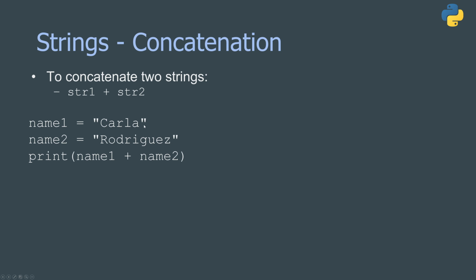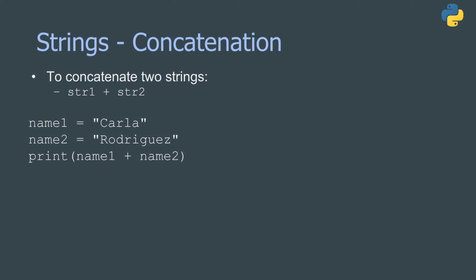Now, there aren't any spaces in either of these strings, so it's not going to put a space in between automatically. So if you want a space in between these two names, you'll have to manually put a space in between them by concatenating a third string in the middle.